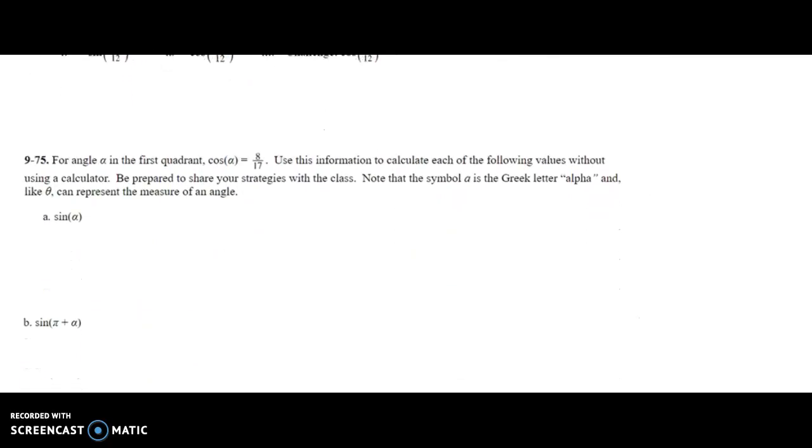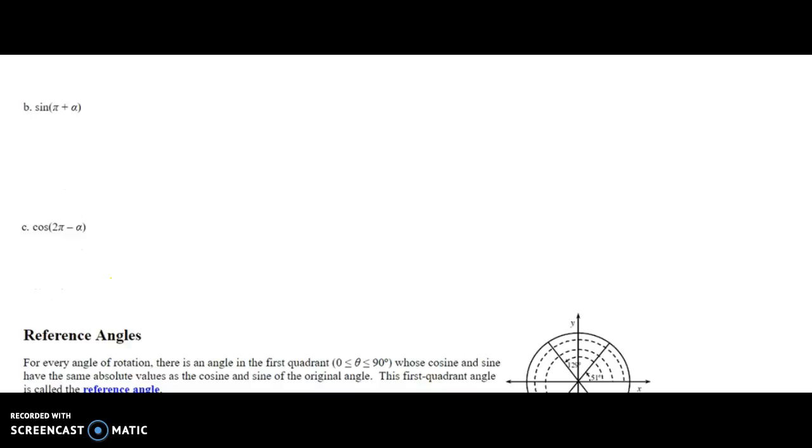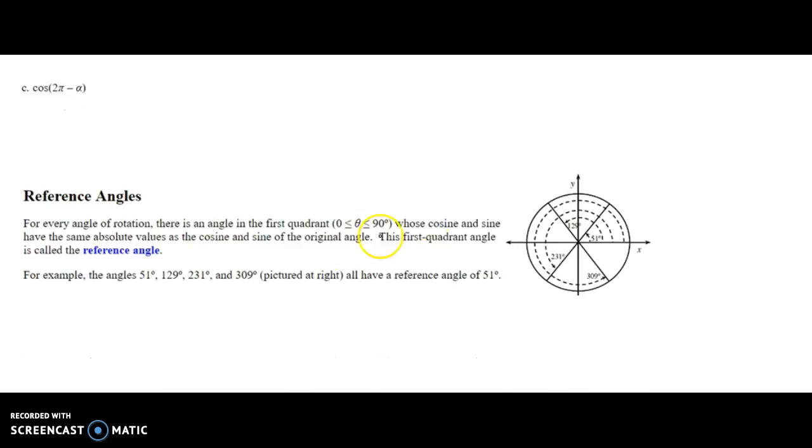Then you can continue on to problem 975, and just a little refresher on reference angles. Here we have 51 degrees. If we take the absolute value of these other angles in quadrants 2, 3, and 4, the coordinate point would be the same as in quadrant 1. And so this 51 degrees is a reference angle for 129 degrees, 231 degrees, and 309 degrees.